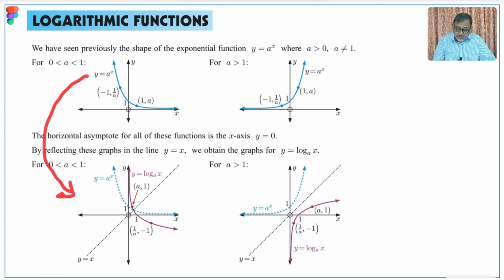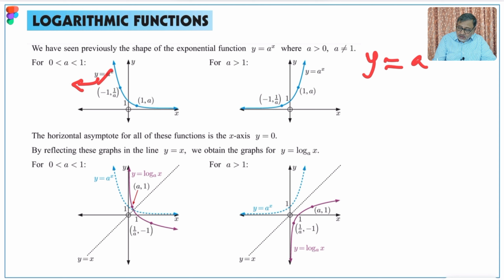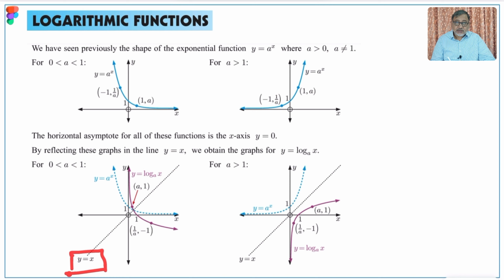So a raised to x will change to log of x to the base a, because when you move the base from here, it becomes the base of the log. Y is equal to a raised to x. When you take the base from this side to this side, it becomes log of y to the base a, and this will be x. As we have seen in the previous lesson, the inverse function is the reflection of a given function in the line y is equal to x. So the mirror line is y is equal to x always for any type of inverse function.